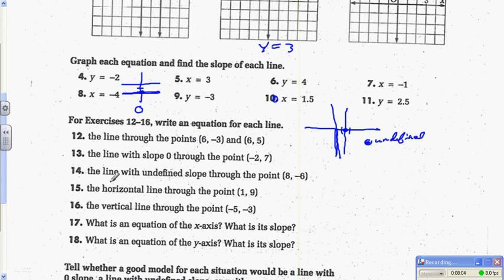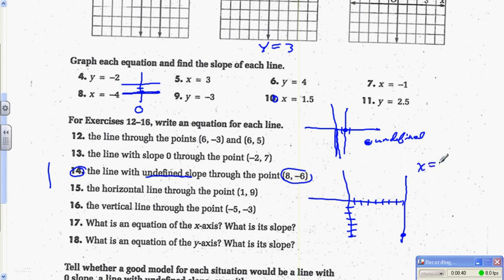Now here, write an equation for a line with undefined slope that goes through this point. Undefined slope means it's going to be vertical. And it goes through 8, negative 6. So 1, 2, 3, 4, 5, 6, 7, 8, and negative 6. It goes through this point. It has to be vertical because it's undefined slope. Therefore, it's going to be of the form x equals, and it is 8.